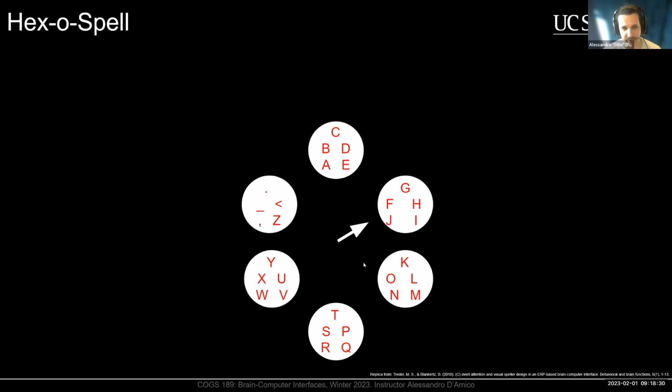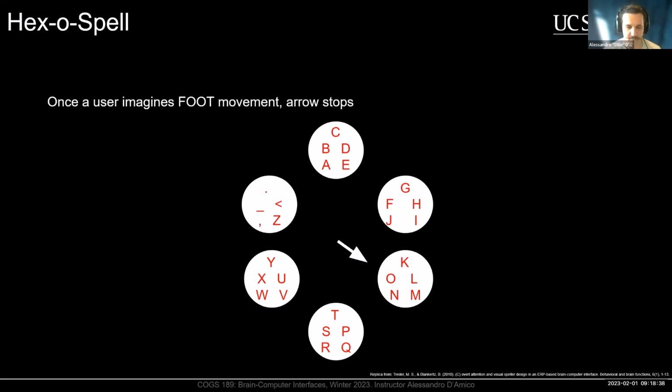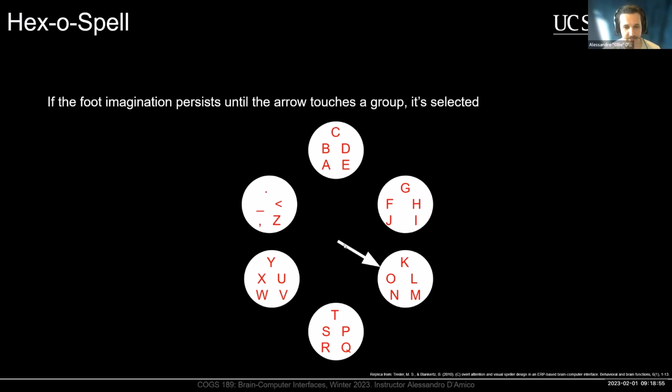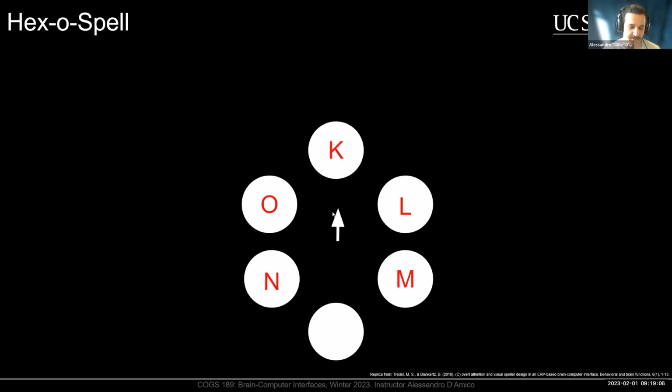So if you were thinking about right hand imagery, then it would be moving clockwise. And if you were thinking left hand imagery, it'd move counterclockwise. Once a user wanted to select a subset of characters, they would imagine a foot movement and the arrow would stop. And then if the user continued thinking about foot movement, the arrow would grow. And the arrow would grow until it intersected with the region. And once it touches the region, it selects it. And then spelling starts again with the subset of letters.